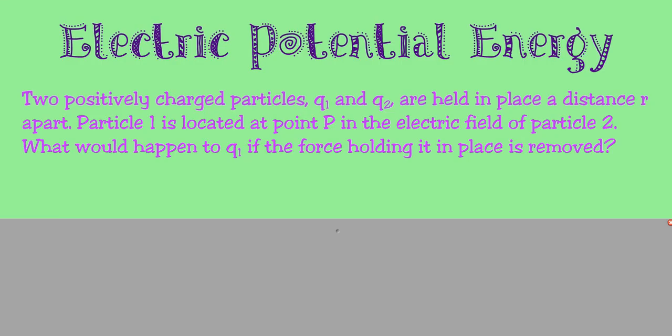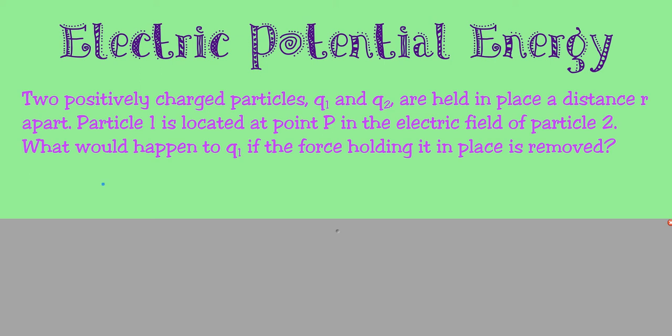Let's start off with the concept of electric potential energy. We're going to start out with a little thought experiment. We'll say that there are two positively charged particles, Q1 and Q2, that are held in place a distance r apart. Particle 1 is located at point P in the electric field of particle 2. What would happen to that charge, Q1, if the force holding it in place were removed? In other words, if all of a sudden it was free to move under the influence of Q2.